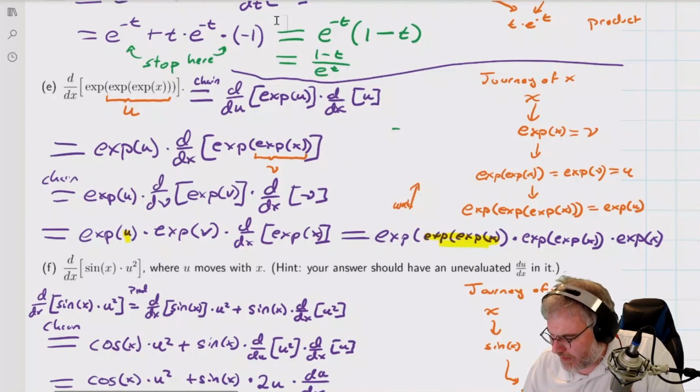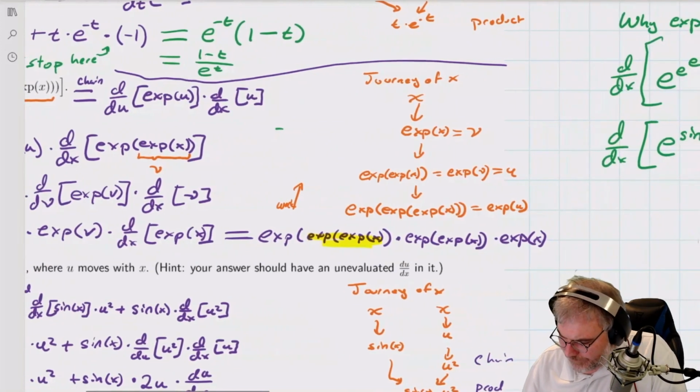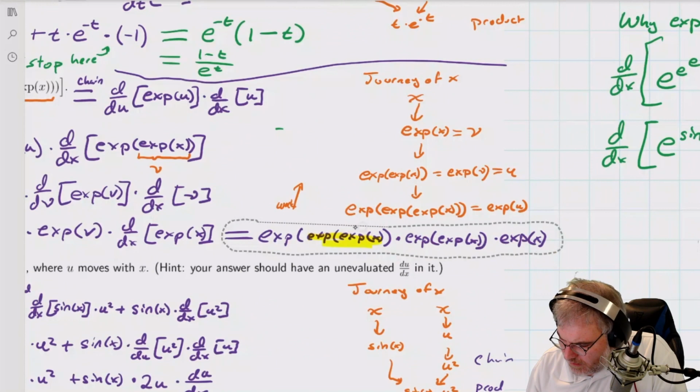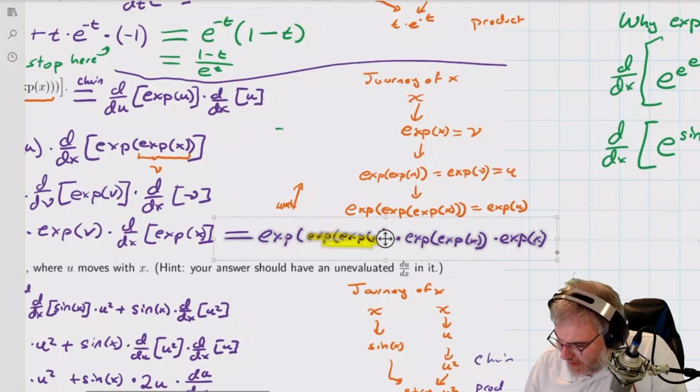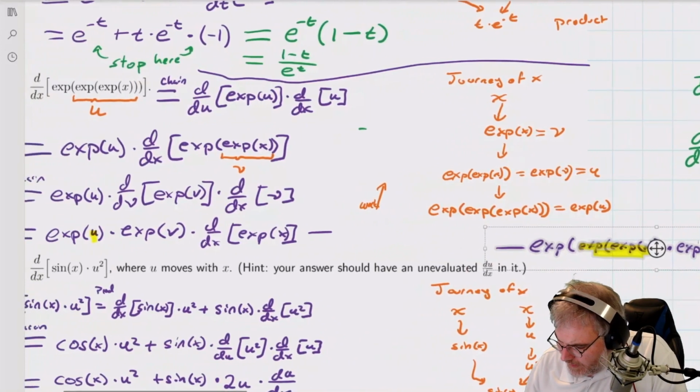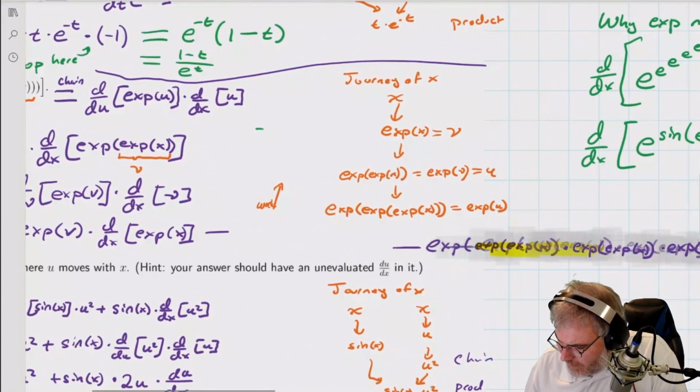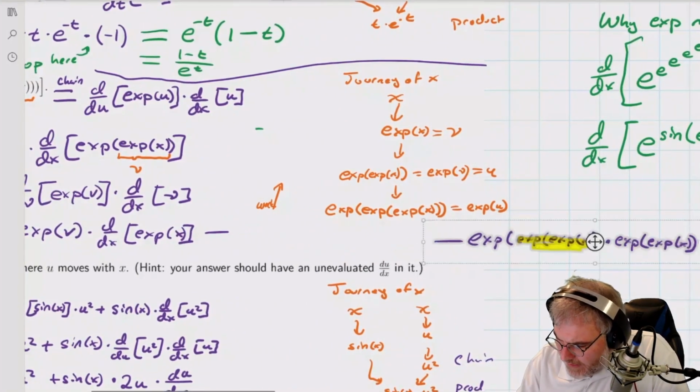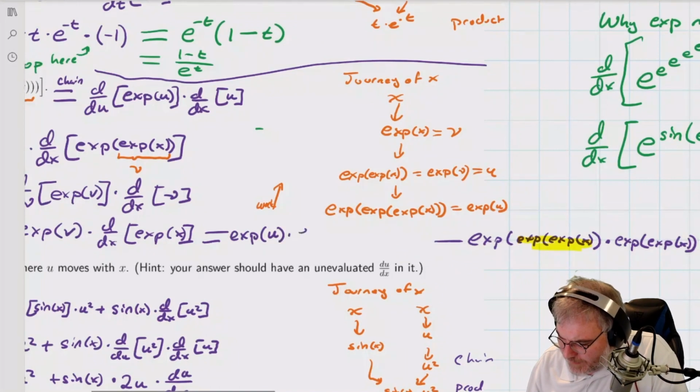There's a step here in the middle that I've cut. So this right here equals exp of u times exp of v times exp of x.